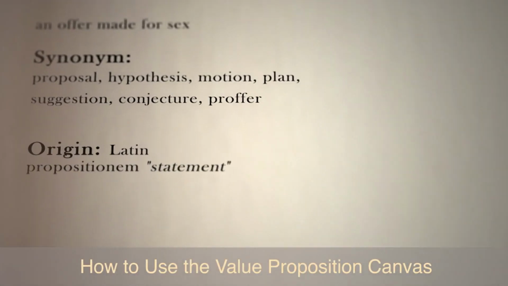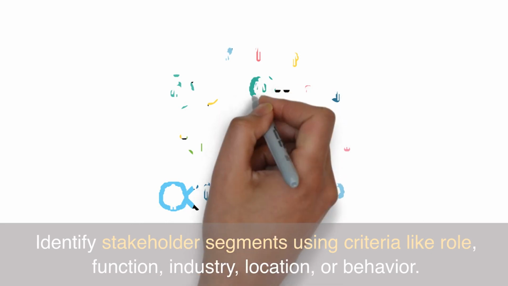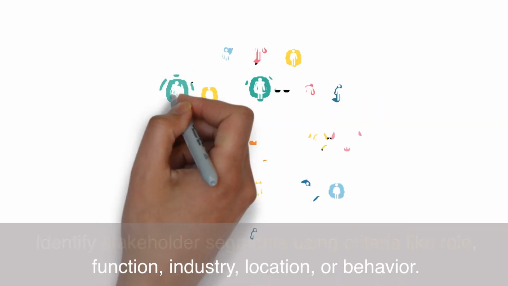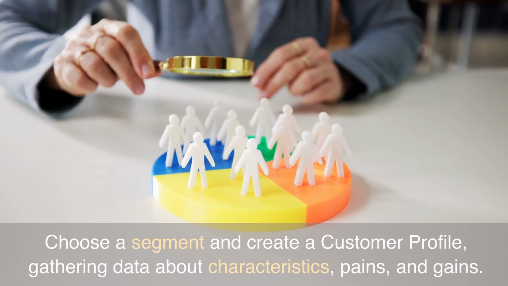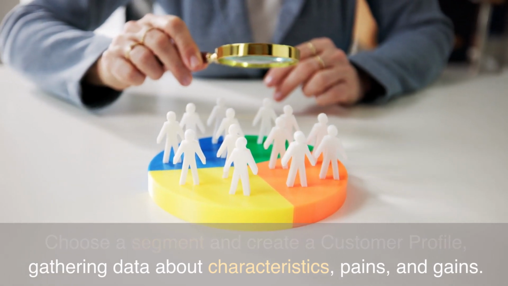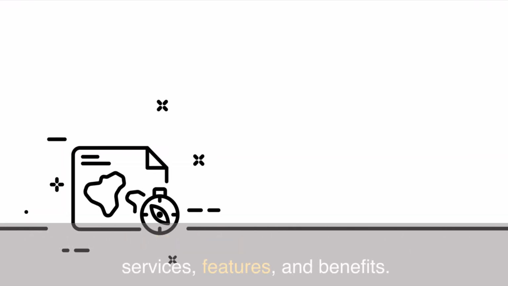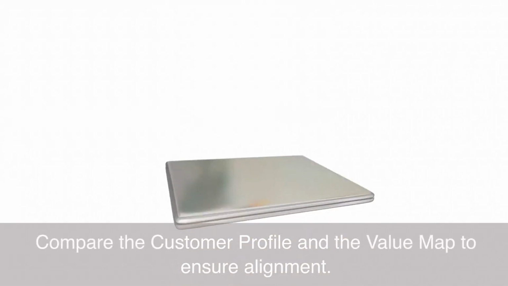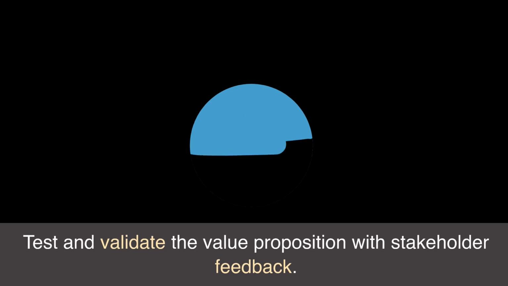How to use the value proposition canvas. Identify stakeholder segments using criteria like role, function, industry, location, or behavior. Choose a segment and create a customer profile, gathering data about characteristics, pains, and gains. Create a value map listing offered or planned products, services, features, and benefits. Compare the customer profile and the value map to ensure alignment. Test and validate the value proposition with stakeholder feedback.